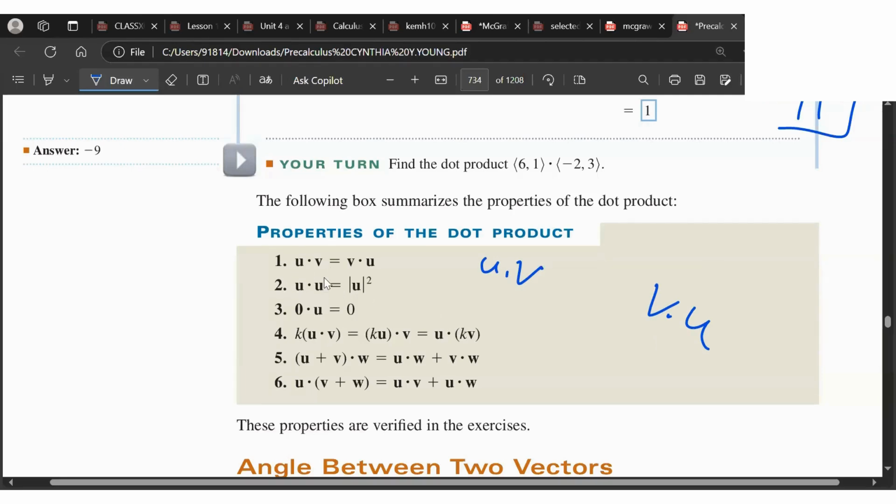Second is u dot u. If we take the dot product of the same vector, what will you get? You will get the magnitude squared of the vector. So you will directly get the magnitude of the vector and the square of it. That is easy, because in the end you will get the numeric value, which is the magnitude of the same vector.